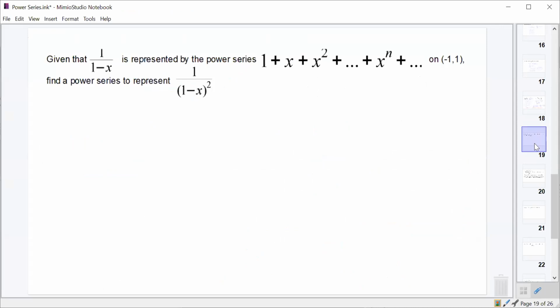So next thing we're going to do, we still got like 20 minutes. That's good. Next thing we're going to do is we're going to take a look at a series for 1 over (1 minus x) squared. So we want to see if we can use the power series for 1 over 1 minus x to come up with a series for 1 over (1 minus x) to the second power. Any thoughts on how we might go about doing that?